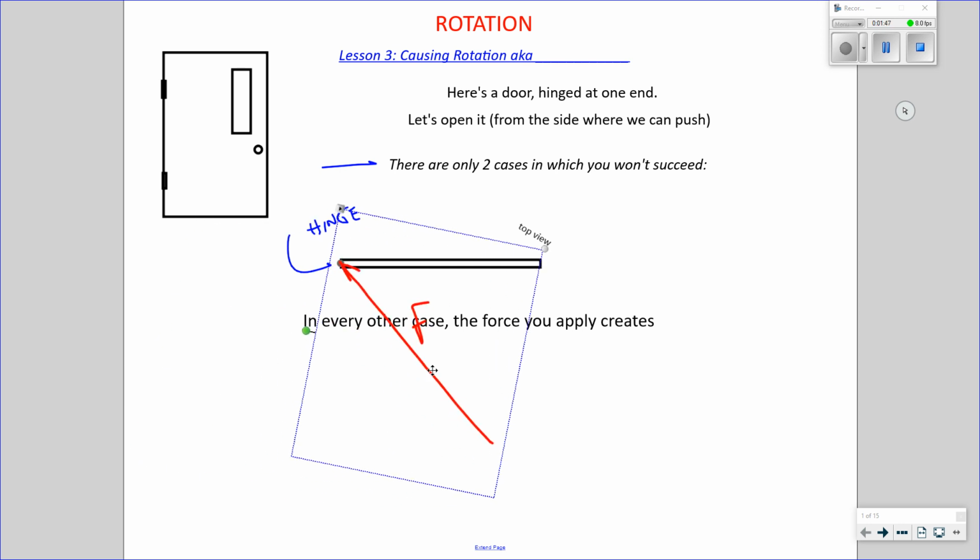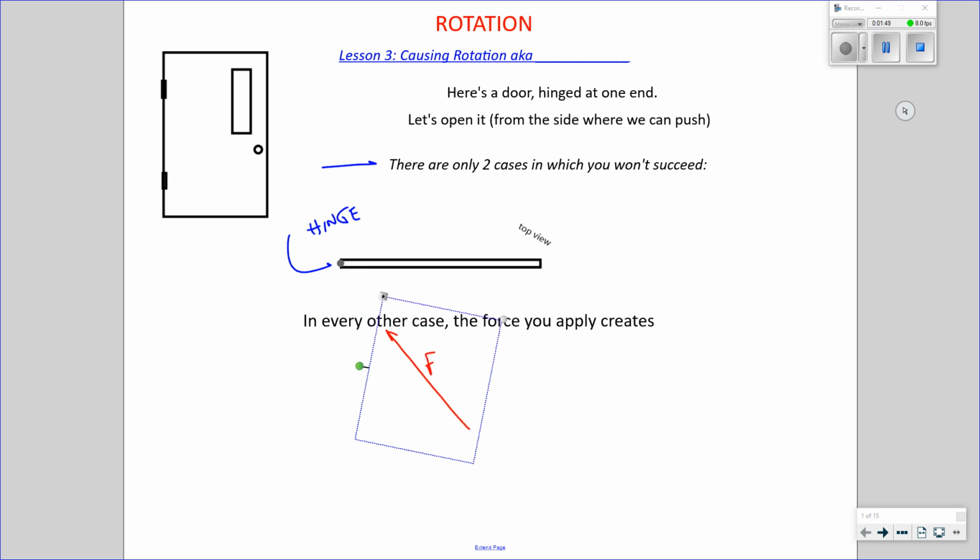There are lots of other ways that we could try to push and we would not be successful in opening the door, and those ways would all look like this. If we push like this, I don't care how hard, but you push on the end of the door, or anywhere along here, there's no way that this force produces the tendency for this door to open. In every other case, you can do anything.